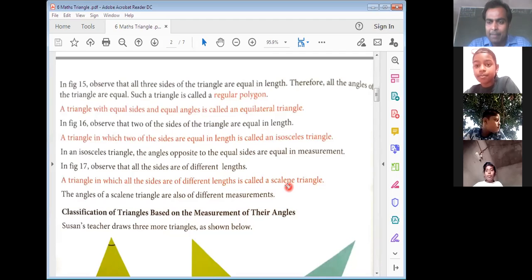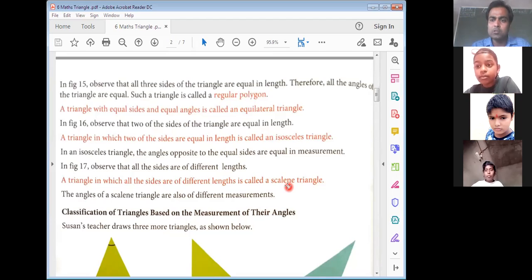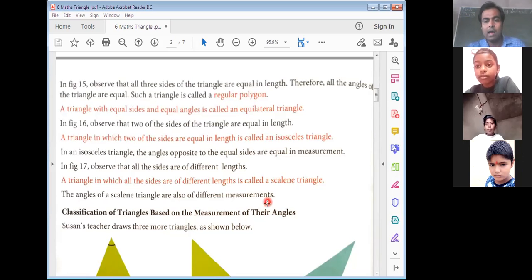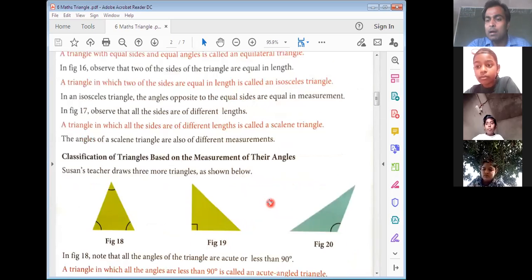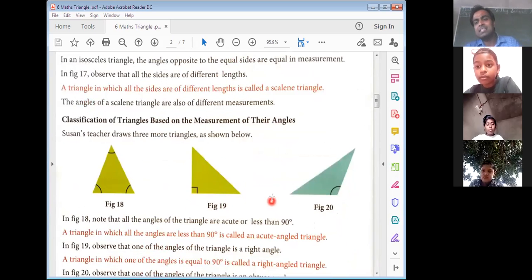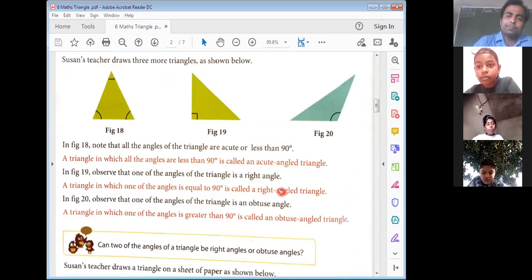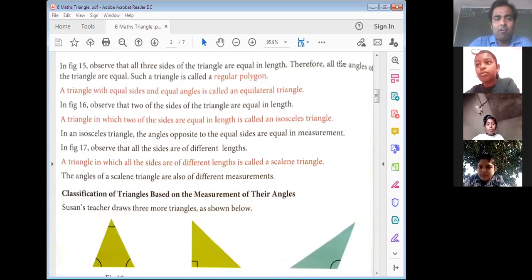लोगों को ट्रायंगल पता है. Also you can classify the types of the triangle on the basis of their length. लेंथ के हिसाब से अगर ट्रायंगल के सारे साइड्स इक्वल हो तो वो कौन से ट्रायंगल कहलाएंगे? The triangle having all the sides are equal. Equilateral triangle. Very good.